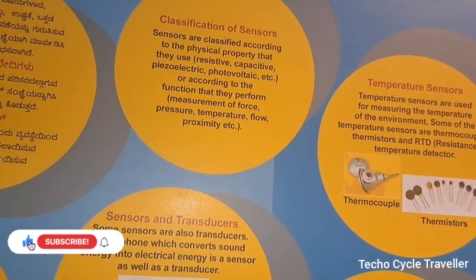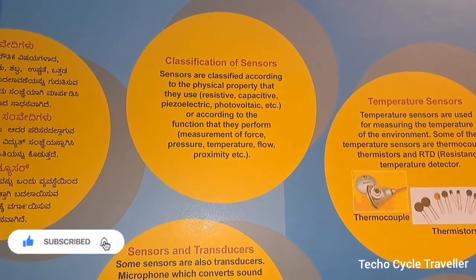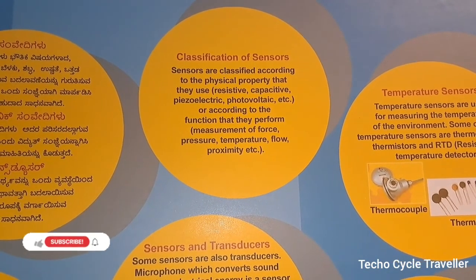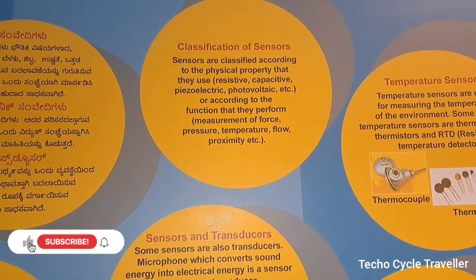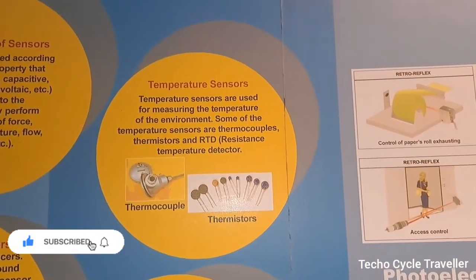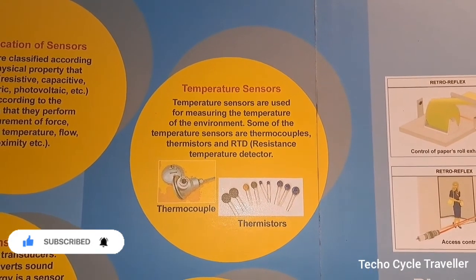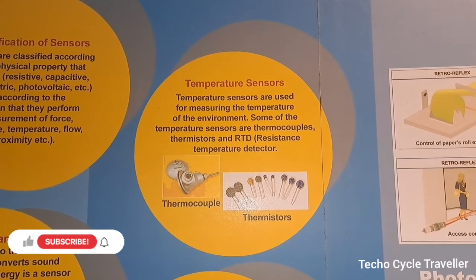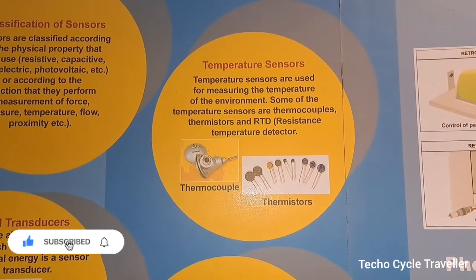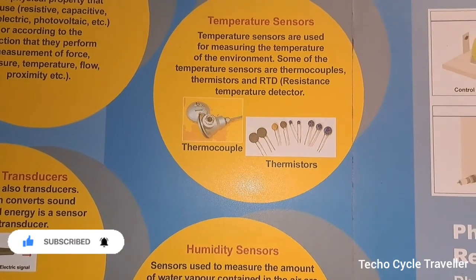Classification of sensors. Sensors are classified according to the physical property that they use: resistive, capacitive, piezoelectric, photovoltaic, etc., or according to the function that they perform: measurement of force, pressure, temperature, flow, proximity, etc. Temperature sensors are used for measuring the temperature of the environment. Some of the temperature sensors are thermocouples, thermistors, and RTD, resistance temperature detector.